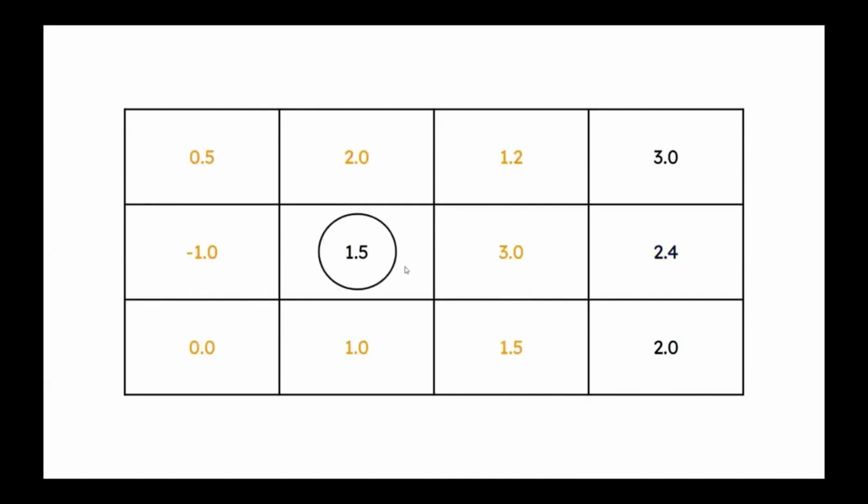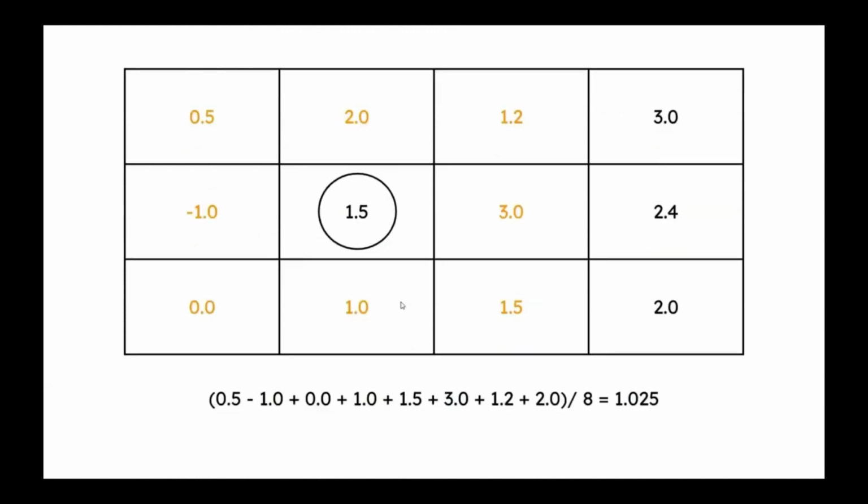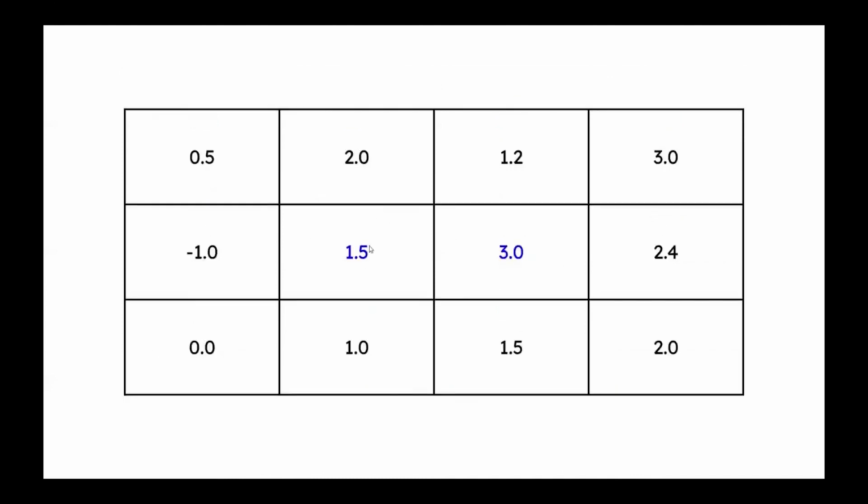Now for the middle values, same process, but with 8 values. So you would add all the values up, divided by 8, and that 1.025 would be in the place of 1.5 in the out array. And you would do the same process for the 2 values in the middle.